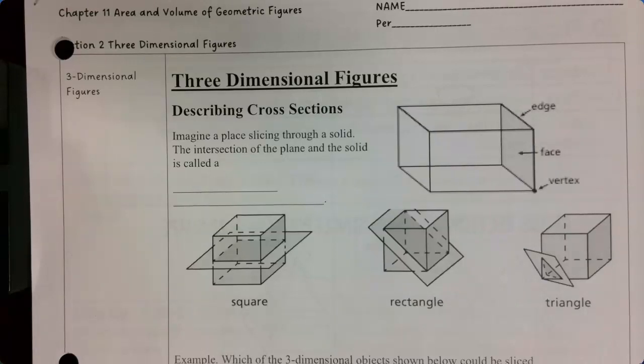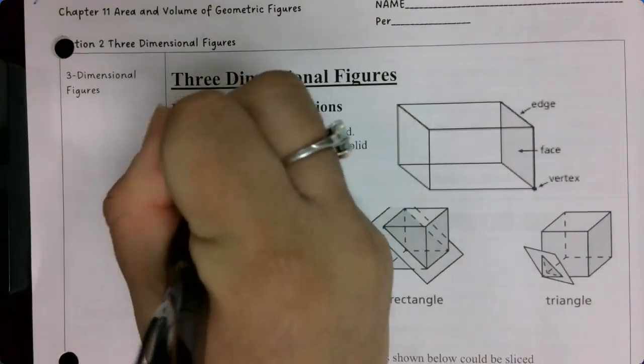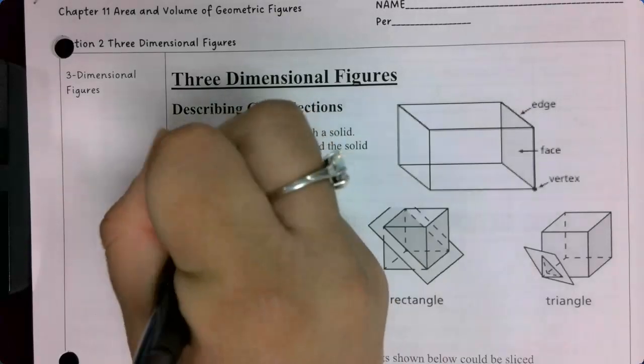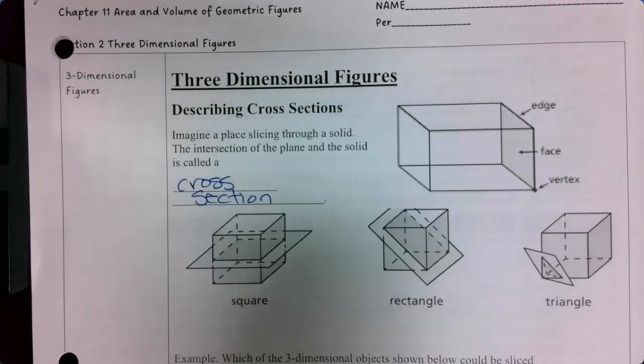So today we're talking about three-dimensional figures, and specifically we're talking about cross-sections. This is when you cut a 3D figure with a plane, and you get a two-dimensional shape.